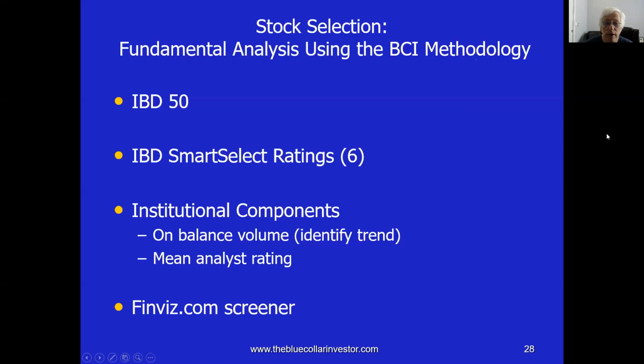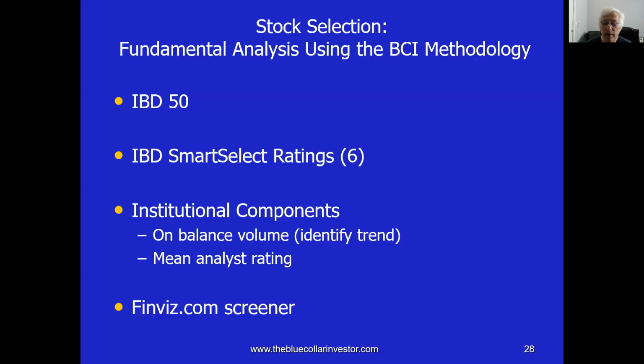Recently, we've also added 2 institutional components to our screening process. On-balance volume, where the volume on up days is added and the volume on down days is subtracted. That creates a line, and we'd like to have an uptrending line just to confirm the bullish sentiment of a stock.